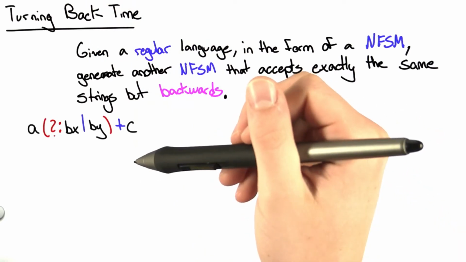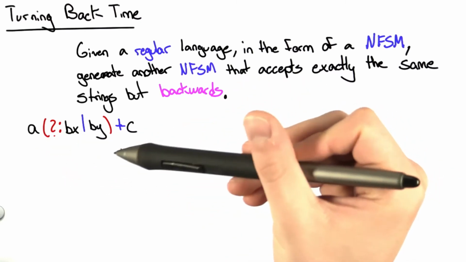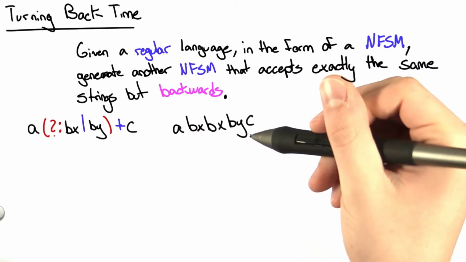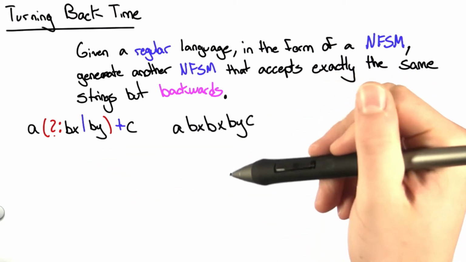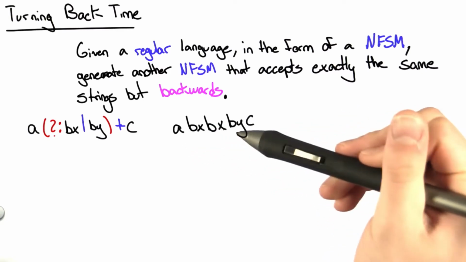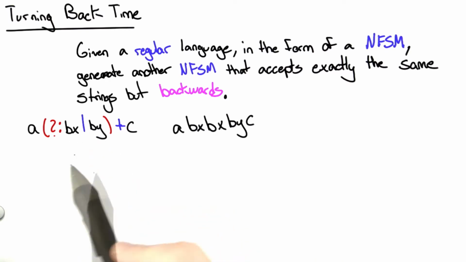So let's say we have this regular expression that accepts strings that begin with an A and end with a C, and in between have one or more occurrences of bx and by. An example string that regular expression matches looks like this: A, bx, bx, by, and c. So we do A, bx, by, and then c.